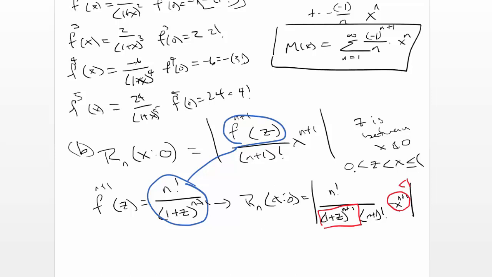So I think that putting those two lines of reasoning together, this remainder term is definitely smaller than if I replace this x to the n plus 1 and this 1 plus z to the n plus 1 with 1s. That just makes this remainder term bigger. I think that's smaller than n factorial over n plus 1 factorial, which is 1 over n plus 1.